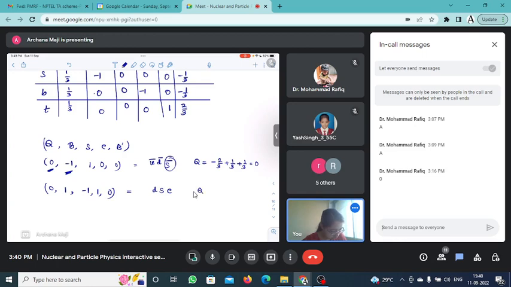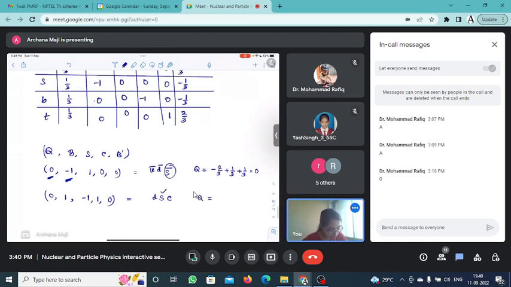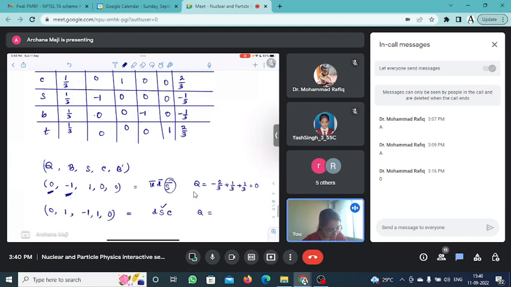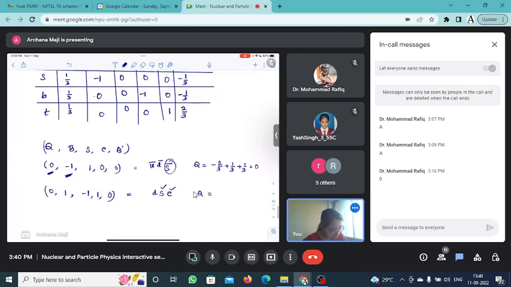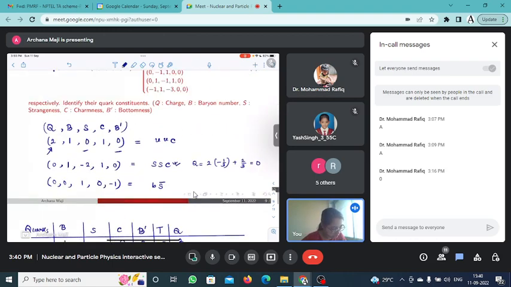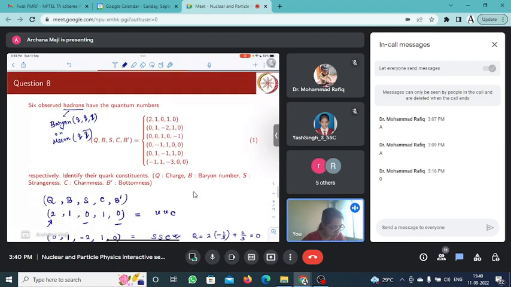Okay, let's check the charge. So it is a baryon. It has strangeness -1, charmness is +1, and total charge will be -1/3 plus 2/3, so 0. Yeah, so this is the correct quark content. The last one is -1 1.